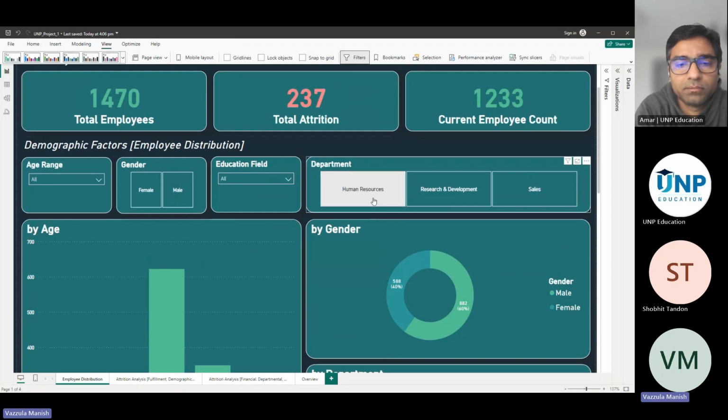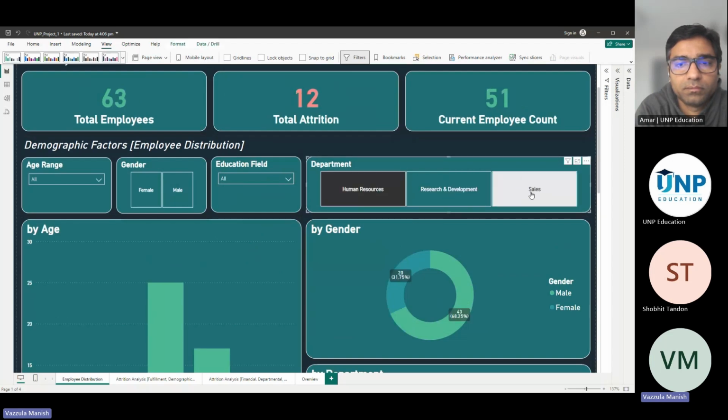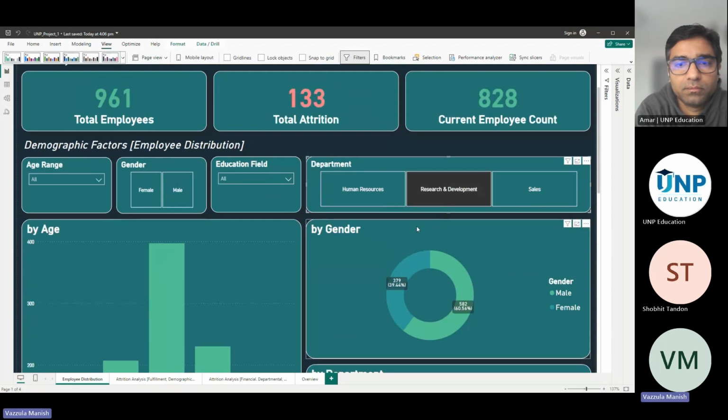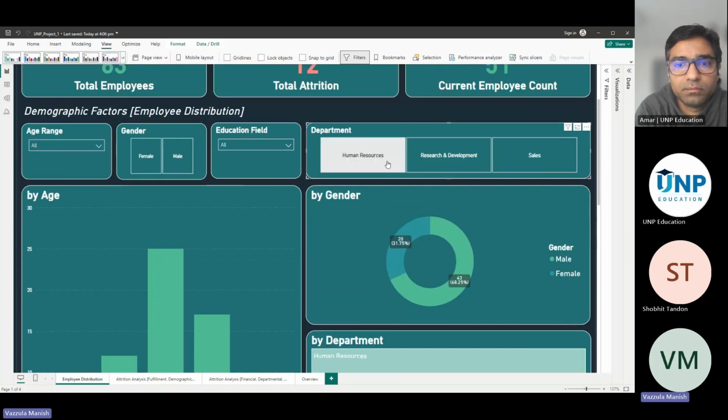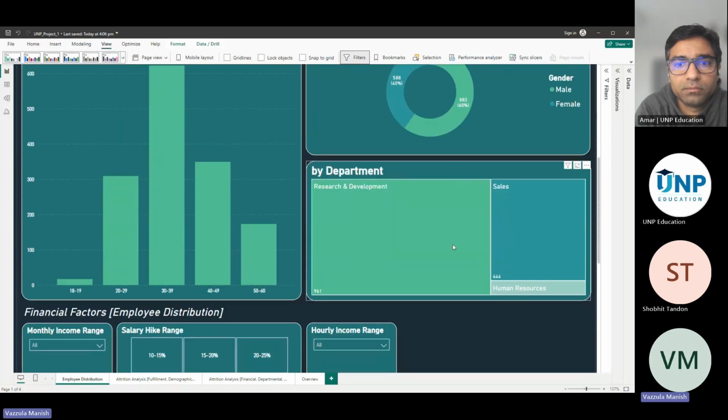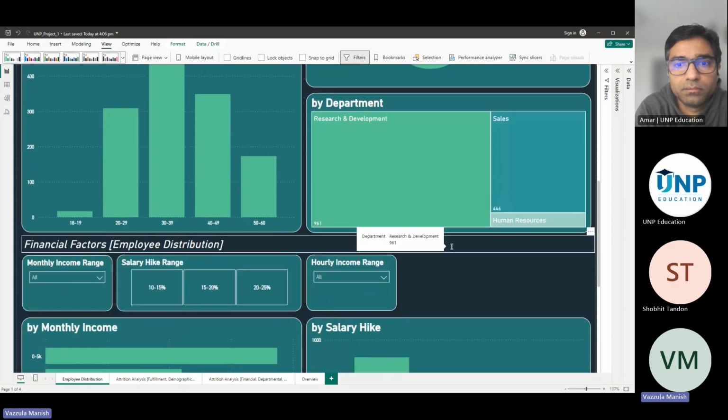And we also see here that human resources, research and development, and sales are the departments that exist within the company. Out of which I believe research and development is the largest. Here you can see through this graph which is present. If I can have a moment. Yep. Out of which research and development has the highest share among the employees that exist.